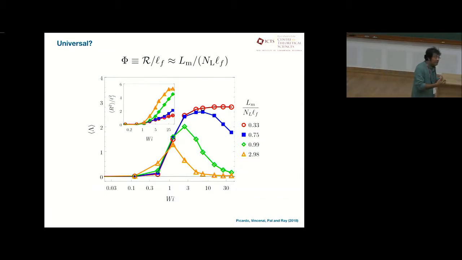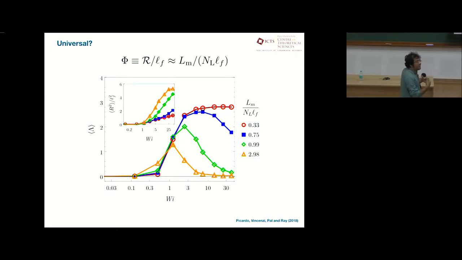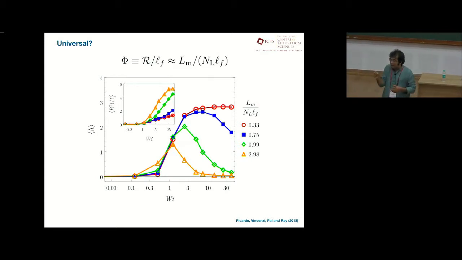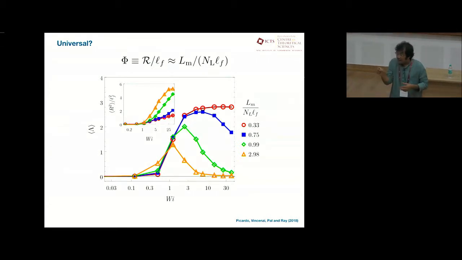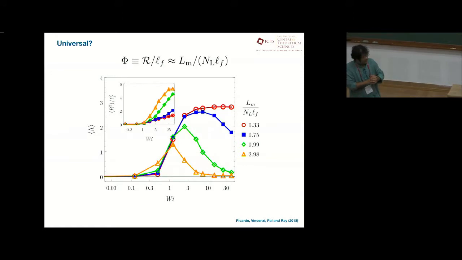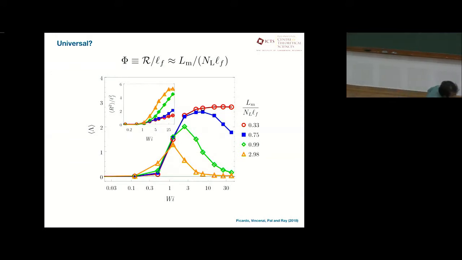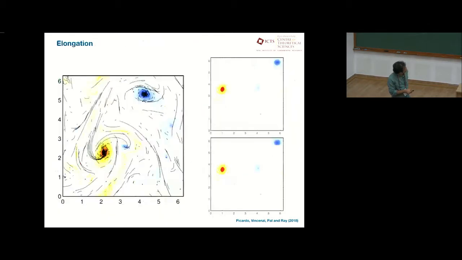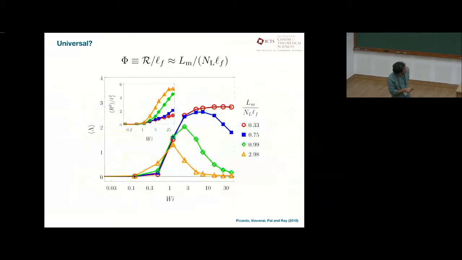So the question is the relative length scale between your interbead link and the characteristic length scale of the flow, which, for example, in 2D would be the vortex length scale. Does that play a role in this game? So what we did was, we measured the mean value of lambda, which you remember was this Okubo-Weiss parameter. We measured the mean value of lambda for different Weissenberg numbers, but parameterized by this guy.